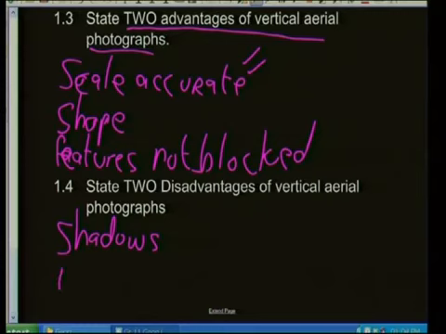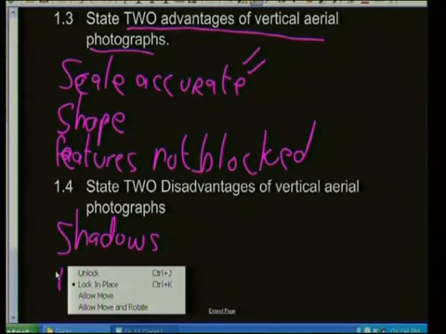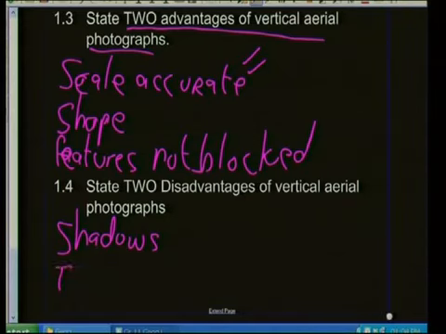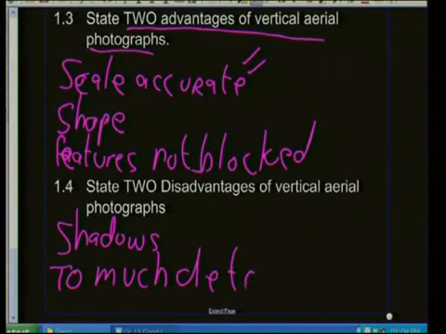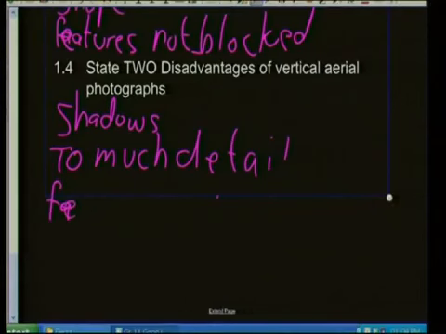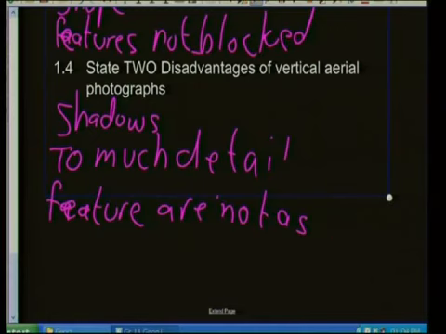Number 2, there's too much detail. It's too much detail, it can be confusing. I can even add another one in terms of this one here. Besides too much detail, there's the features are not as clear as the oblique photograph.